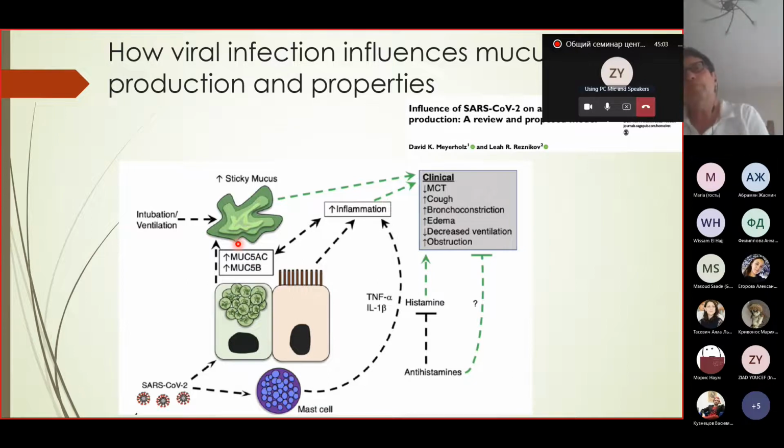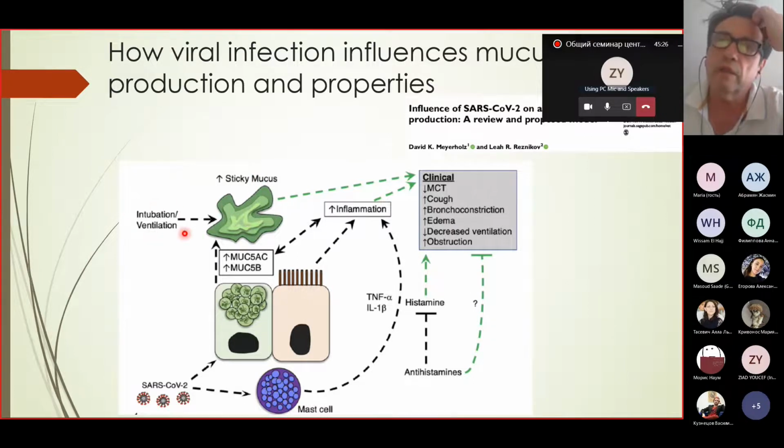And in fact, biological literature says that they correlate with this mucus viscosity. The more molecules of this type, the more viscous the mucus becomes. It is written sticky here. Okay.